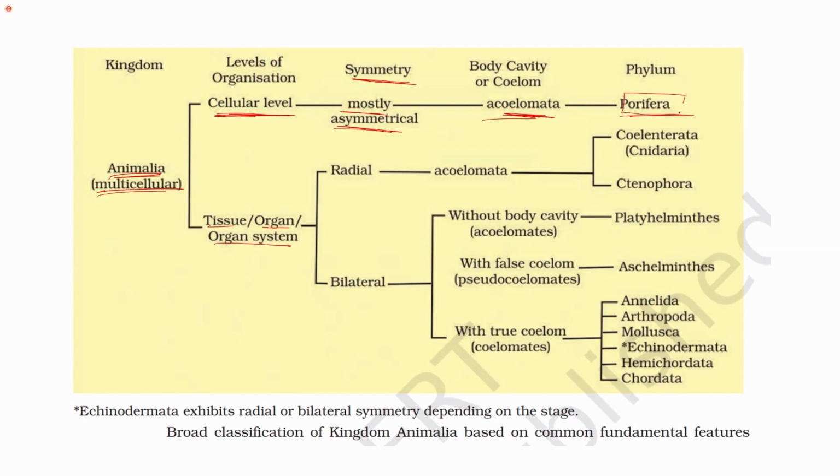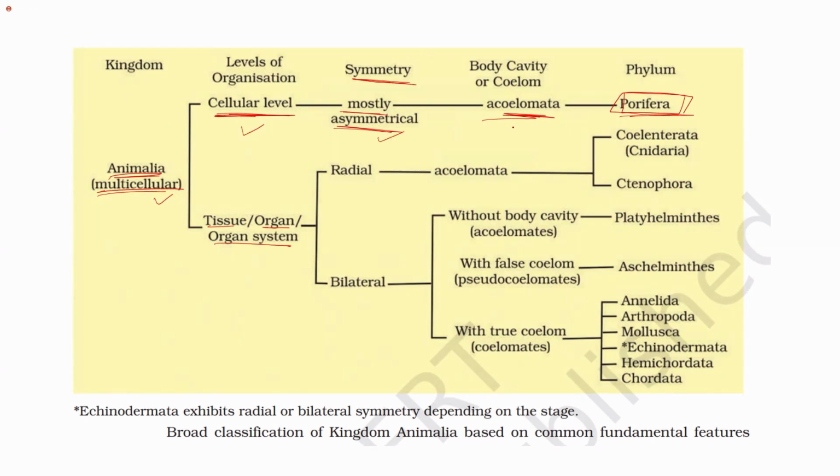So this is the first phylum that we are going to study in today's lecture. What are the basic characteristics of Poriferans? They are multicellular. They have cellular level of organization. They are asymmetrical.